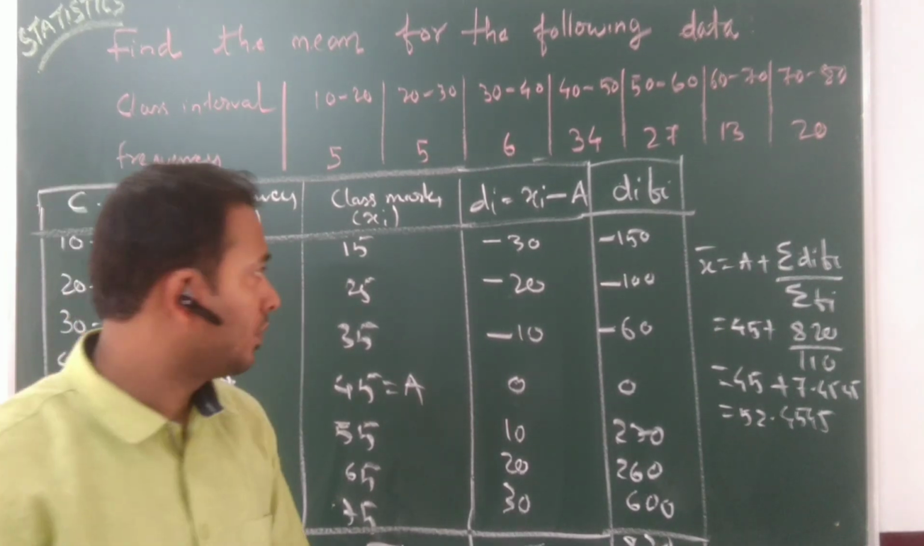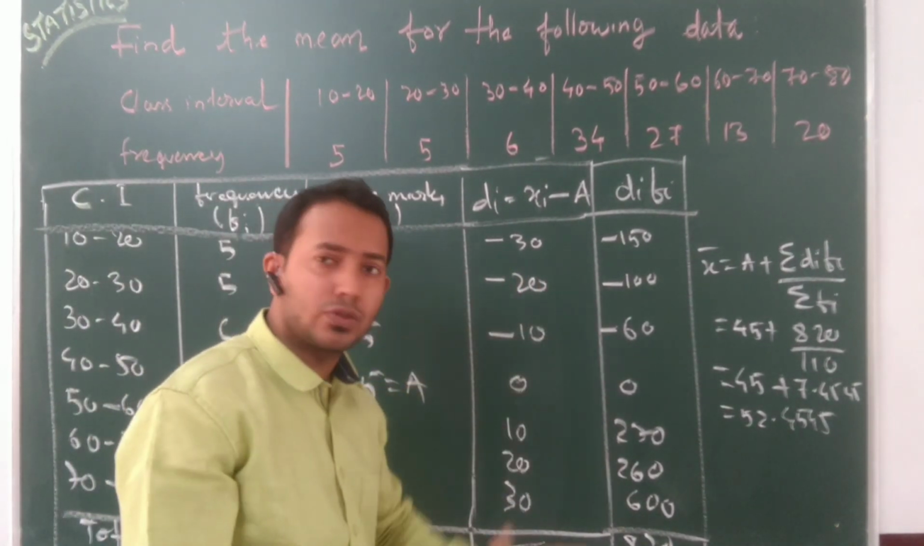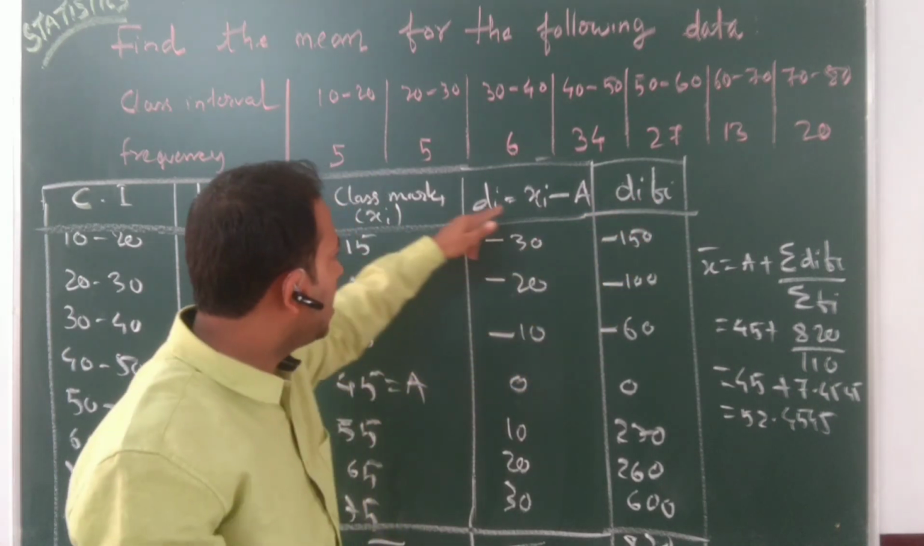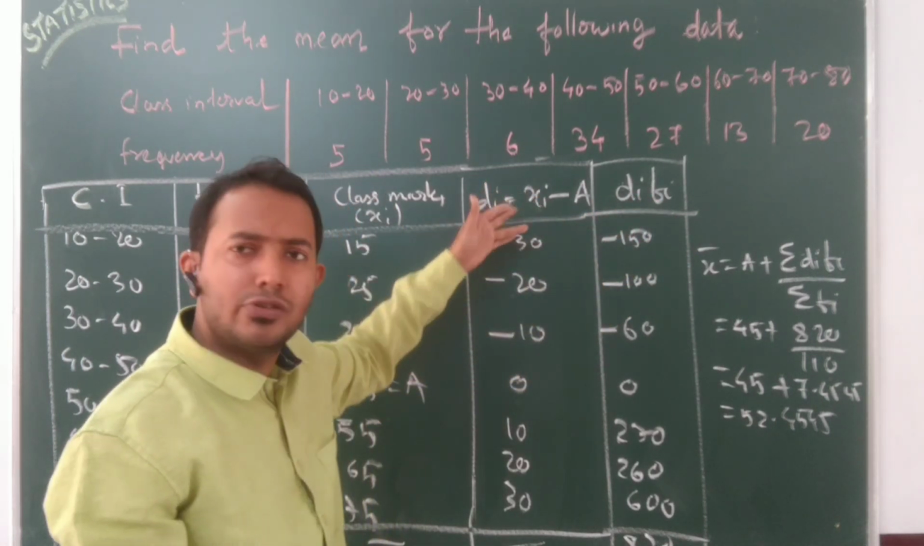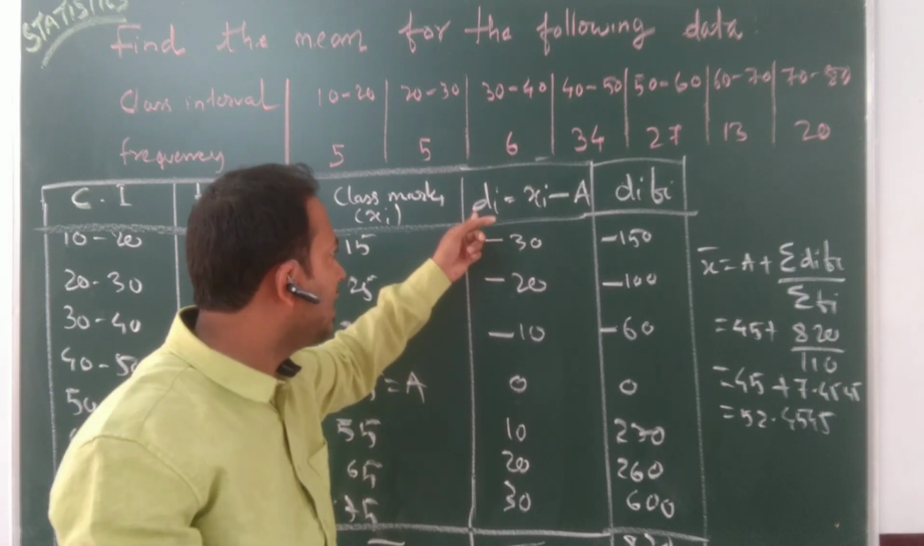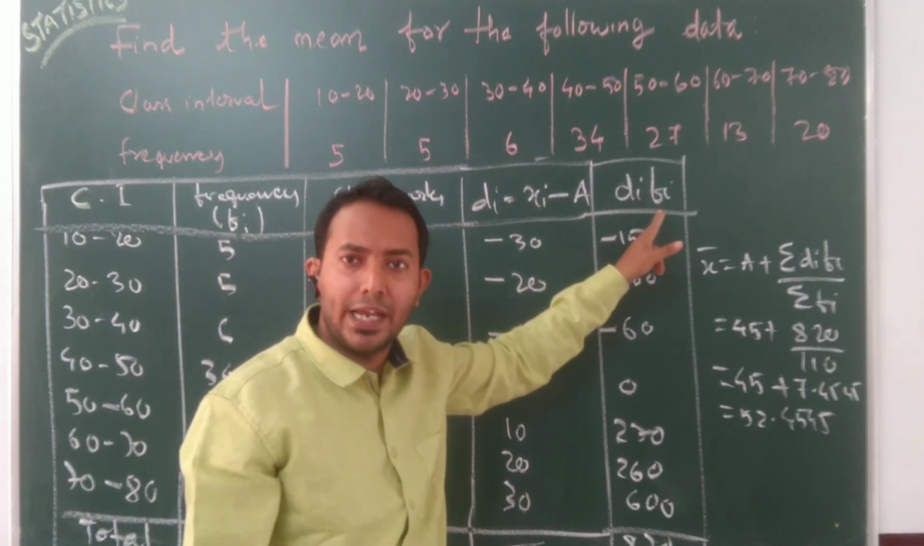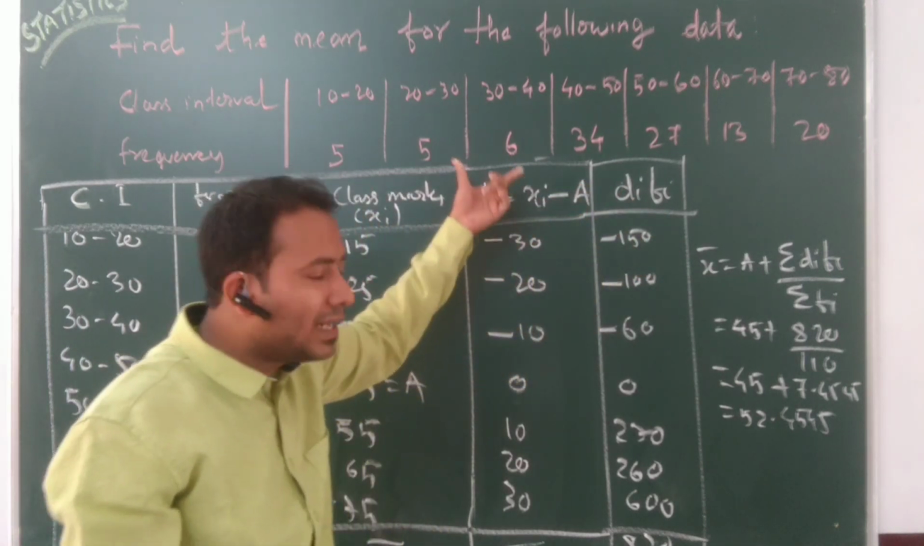So how are we going to do it? Shall I continue with this one? Do we need di? No, we don't need di. Instead of taking di, in some books they take di and after that ui, and they write ui equals di by h. Or you can go in a direct column.